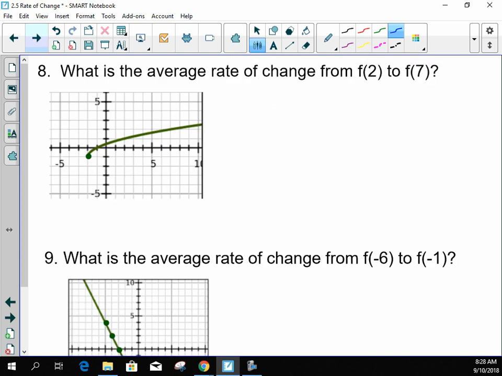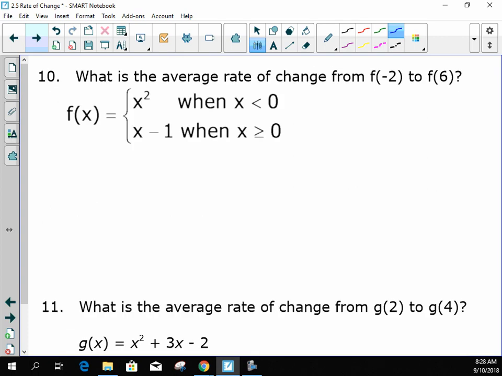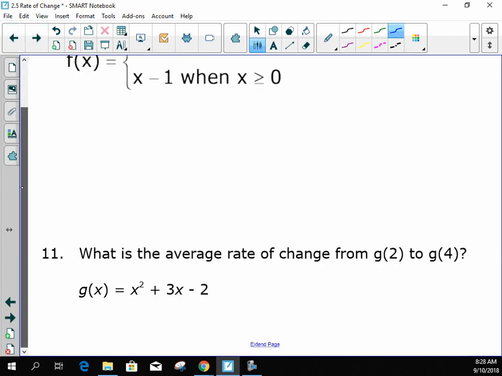Average rate of change. We've already done these, okay? Already done these. All right?